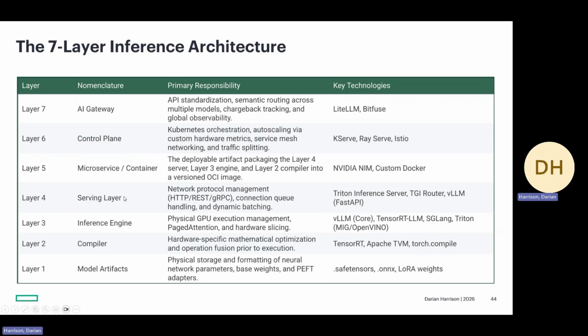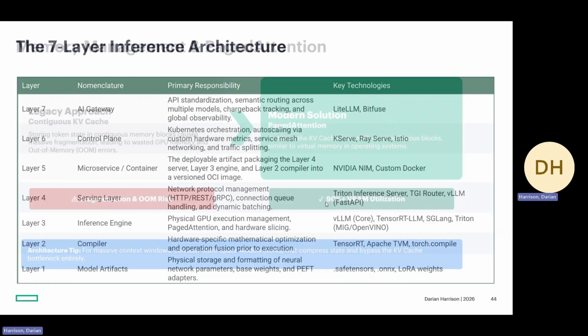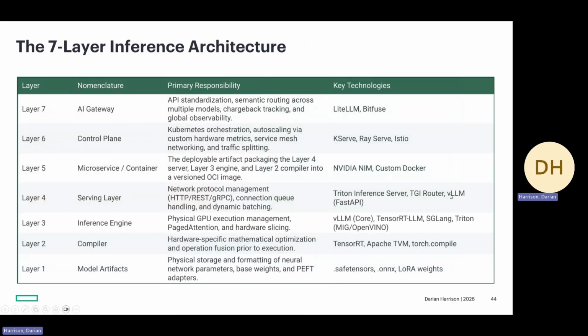And then there's going to be an entry point, a serving layer, so there's going to be HTTP, REST, gRPC. For example, whenever we see vLLM, it's actually two components: the serving layer, like the endpoint, and then the actual physical execution and scheduling, the memory management and all of that, which is the vLLM core, right? Things you'll see in the serving layer, level 4, are Triton, vLLM, FastAPI, and TGI router, things like that.